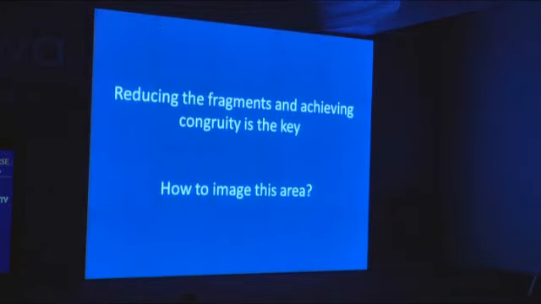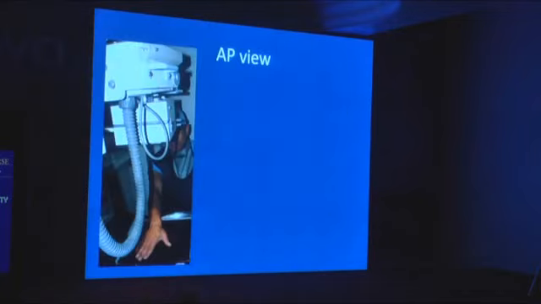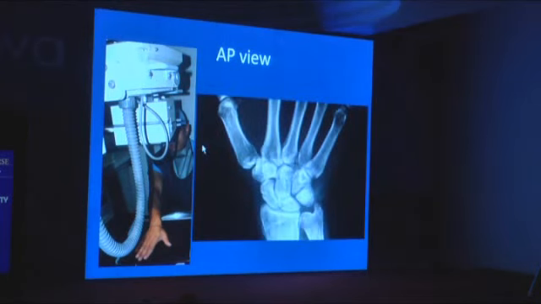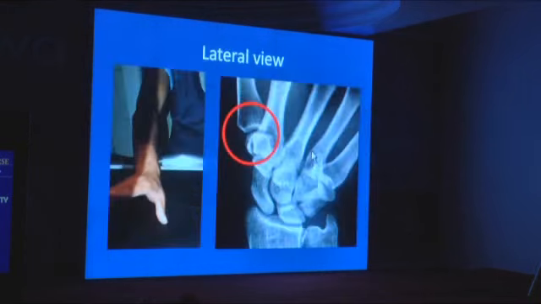So how do you image this? You've got this in your operating theater and you don't know how to see it. Now when you take an AP view, then this is what you're going to see. Really not so good. When you take a lateral view, this is what you're going to see. And again, not really very good. So what do you do to get a good view?